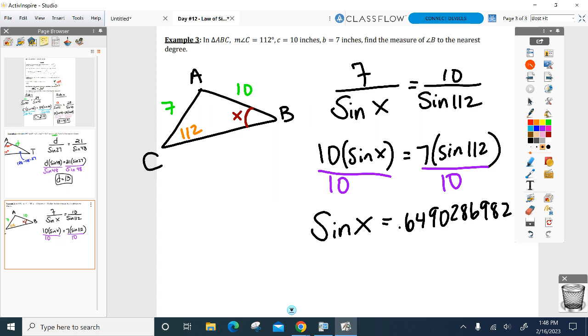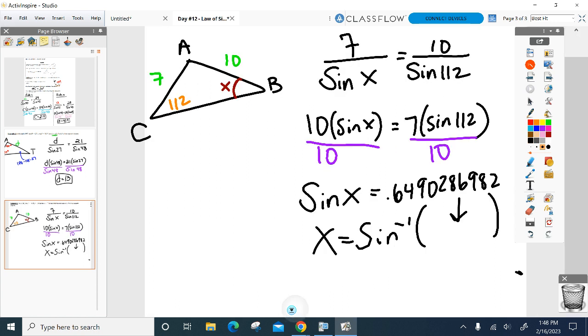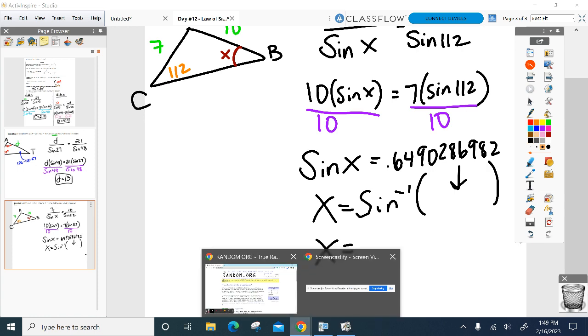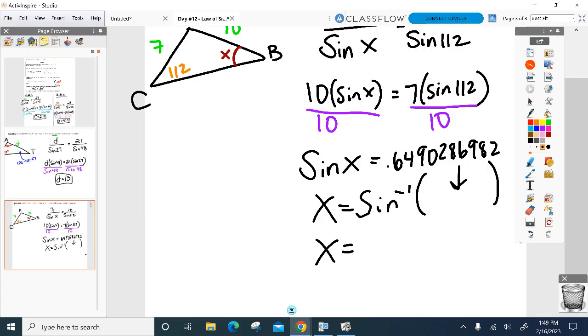And guys, I don't care what we're doing in this unit. If I asked you to find an angle in a triangle, whether we're doing sine, cosine, or tangent, you've got to do the inverse. Always do the inverse when finding an angle. So that's exactly what we're going to do here. You want to find angle B? We're going to do the inverse of sine, and plug in that decimal we just found. Then round to the nearest degree. That angle is going to be 40 degrees.